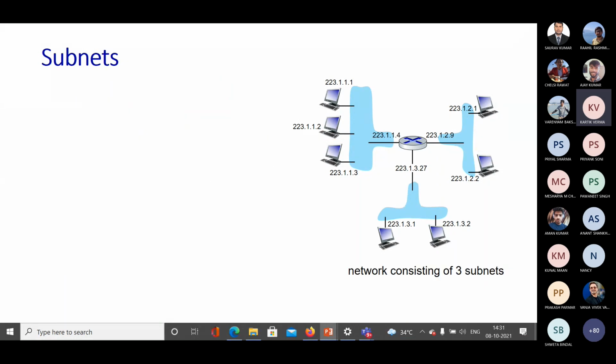What we are going to study now is subnets. I don't know how many of you have heard about this term, but if you go to your network settings in your system, you will find this term subnet. So what is this subnet? What does it actually mean?